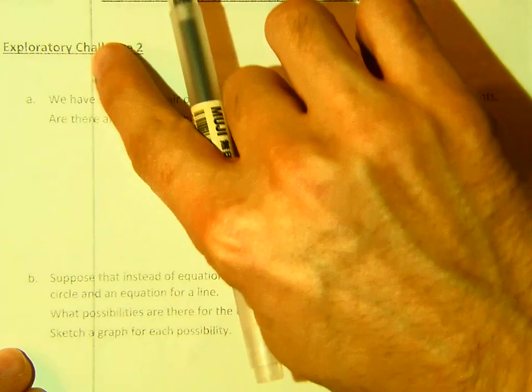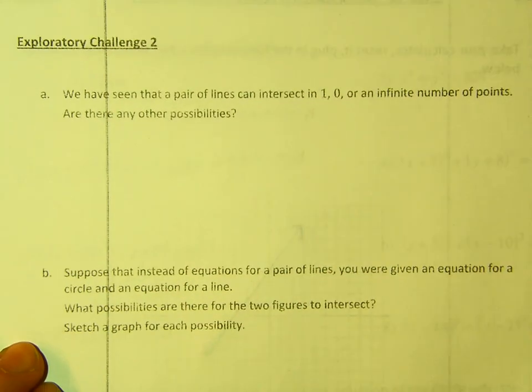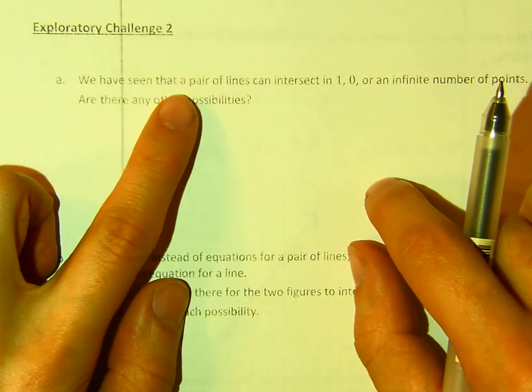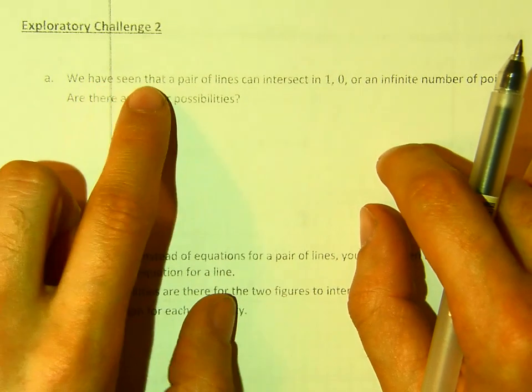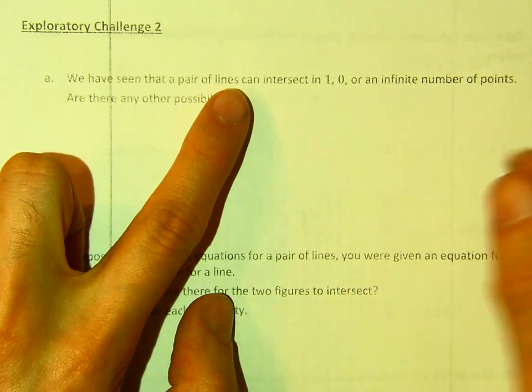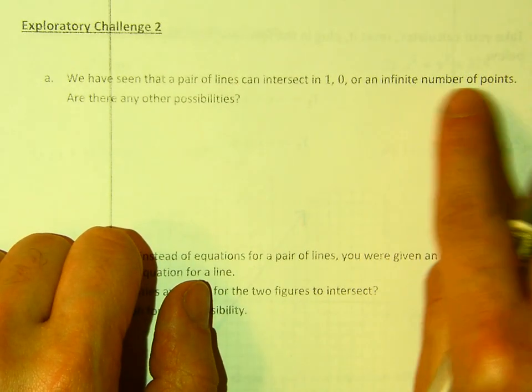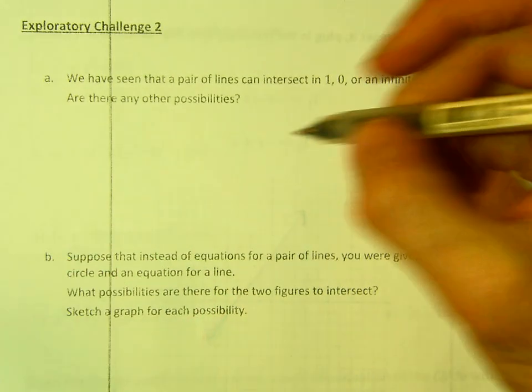And I'm sorry about this line over here. The print wasn't very good. But here, we have seen that a pair of lines, right? So let's focus here. It says we have seen that the pair of lines can intersect in 1, 0, or an infinite number of points. So let's say if you have two lines, right?